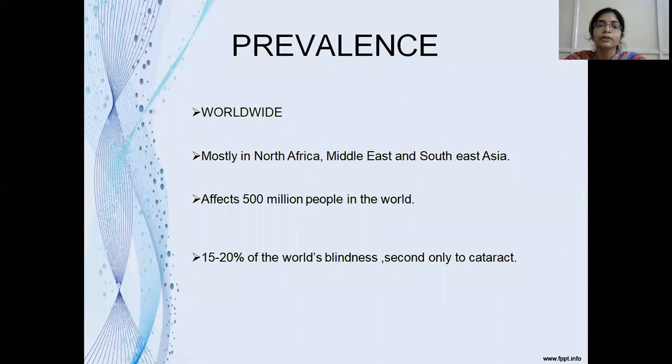Now, coming to the prevalence, trachoma is commonly seen worldwide. It is worldwide in prevalence, but more so common, especially in North Africa and in Southeast Asia. Again, as I said, it forms 15 to 20% of the world's blindness. So that is a major chunk, second only to cataract. Okay.